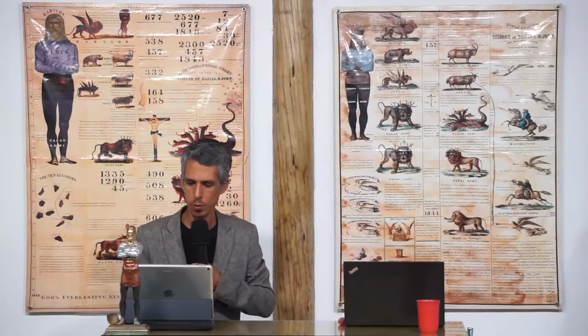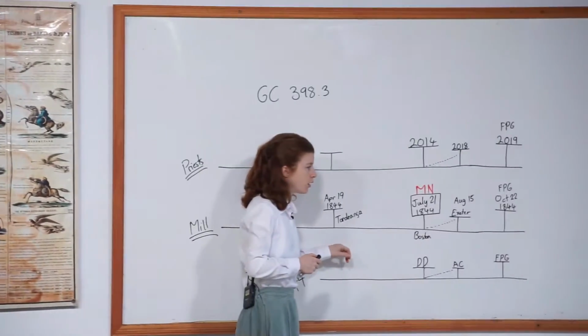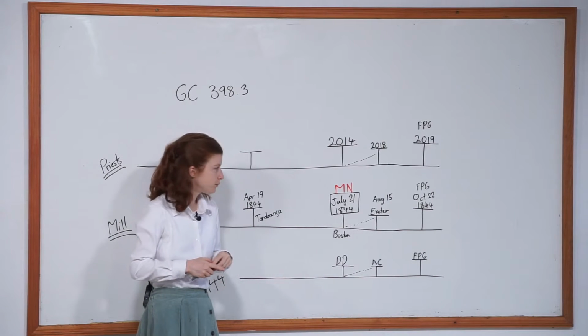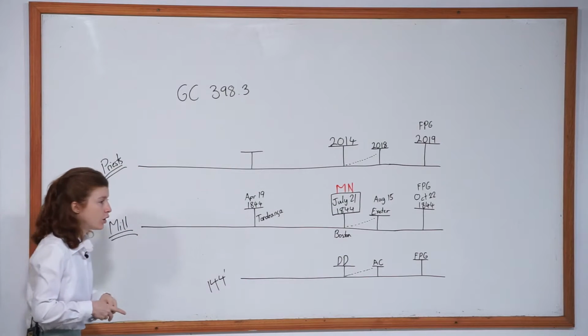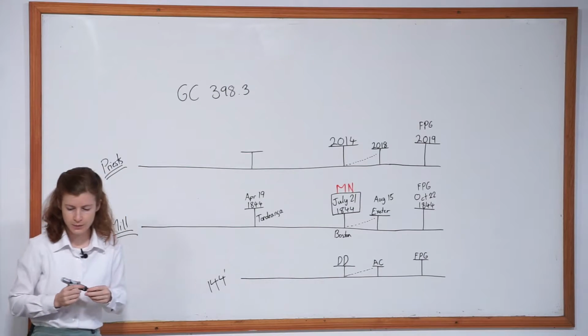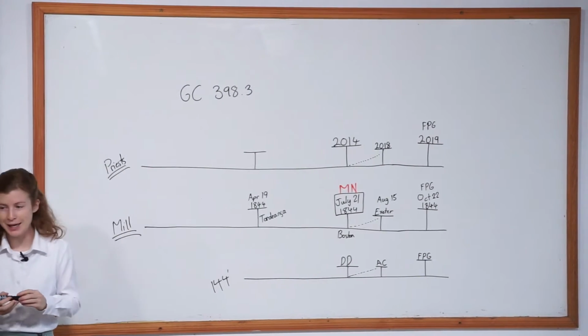So she says that the message is proclaimed, the coming of the bridegroom, midway between the first disappointment and the autumn of 1844, October being the autumn month. And midway we find July 21.